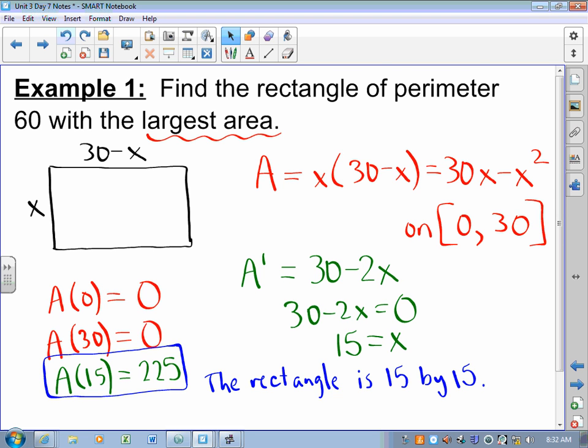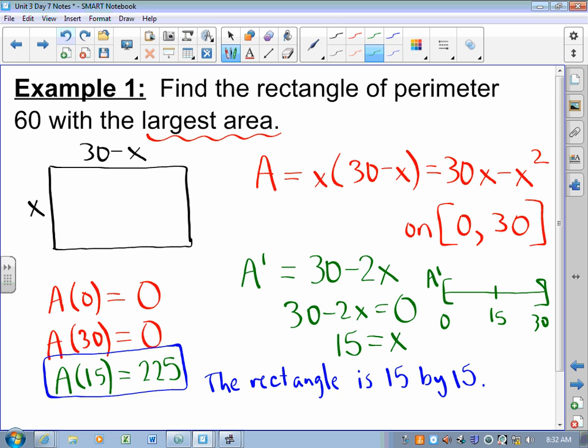Now, of course, we know that this is true. Consider a number line, which, as we all know, is a line with numbers on it. If we were to look at it, A prime is positive on the left side of 15 and then negative on the right side of 15. And so we know that x equals 15 is a local max because A prime changes from positive to negative. It's the only local max on the interval, and so it has to be the absolute max. Okay? That's the rhythm of the problems.